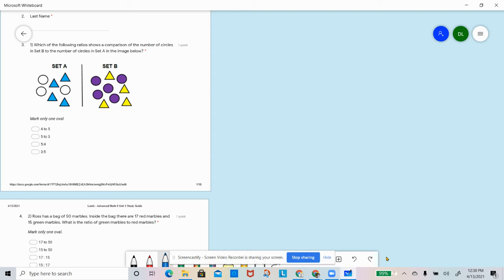We're going to go over the Unit 3 Advanced Math Study Guide. We're going to go over all the questions, make sure that there are no misconceptions, make sure that you can check your answers against my answers and understand all the stuff for the test on Friday. So let's go ahead and get started.